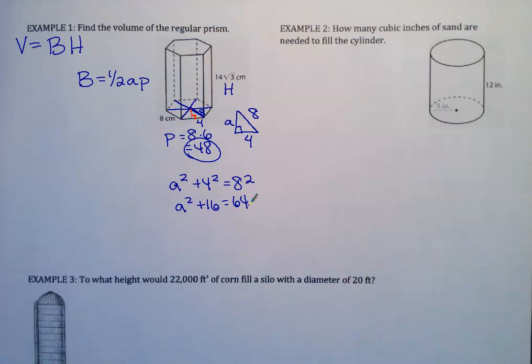What did you do next? Subtract. Good, subtract 16. A squared equals 48. What do we do next? You do the square root of that, which is 6.93.